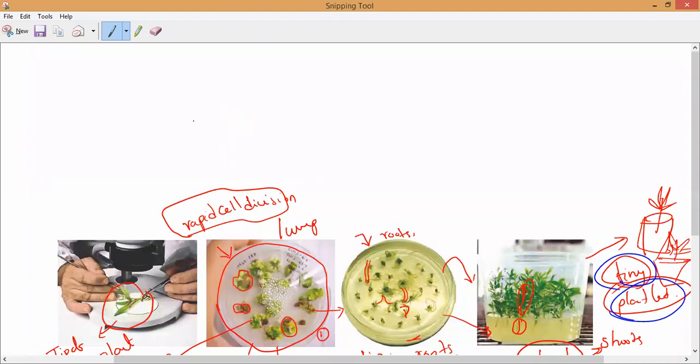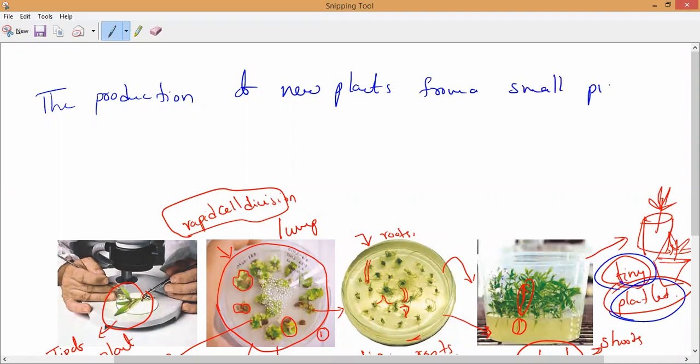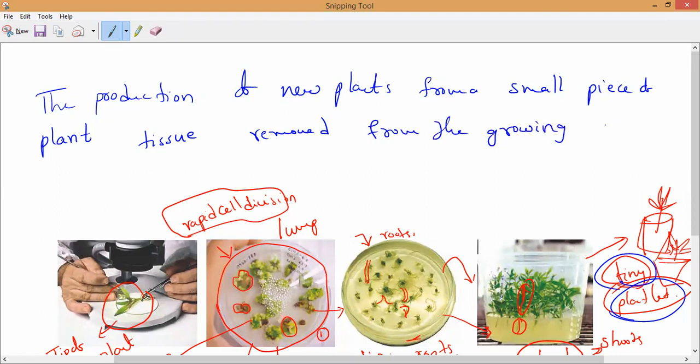So now tissue culture. Please all of you read the definition. Tissue culture: the production of new plants from a small piece of plant tissue removed from the growing tips of a plant.